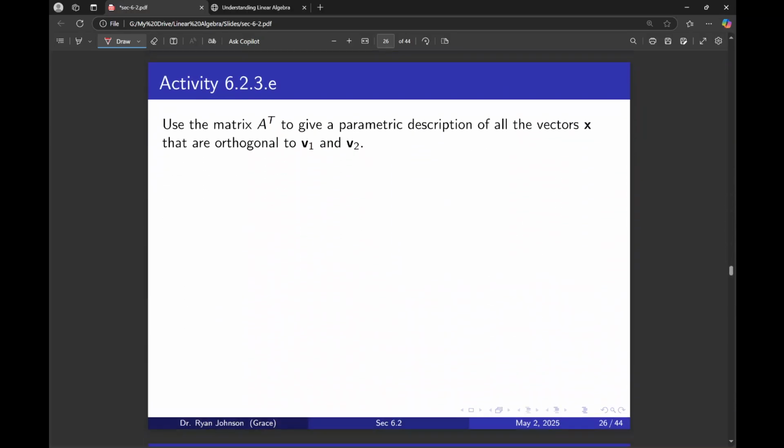Well, use the matrix A transpose to give a parametric description of all the vectors X that are orthogonal to V1 and V2. Feel free to work together. Check your answers with people around you.